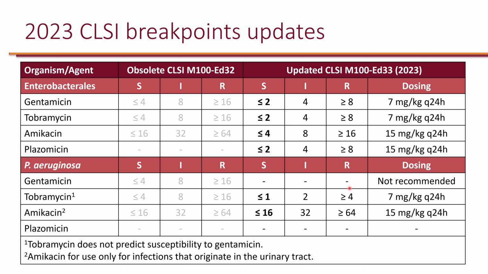In other words, if a sample is sent to the micro lab, they should not be testing it against gentamicin. So you should just consider that resistant. They will not be testing to report it as either susceptible, intermediate, or resistant, because it will just not be susceptible. So we should just consider it resistant.